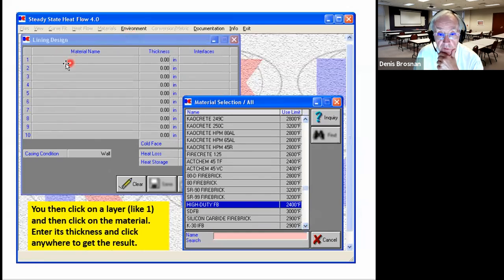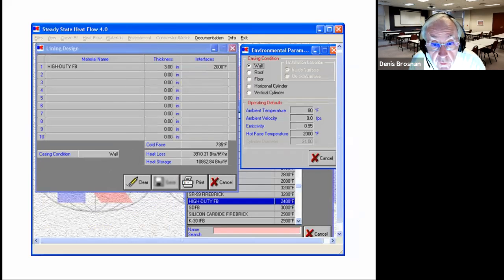You're in materials to get this box, by the way. You click on box number one, and then you're going to select a material. And you click on the material that you want, and it will pop up here onto the screen. Now, in my case, my first material is going to be high-duty fire brick.